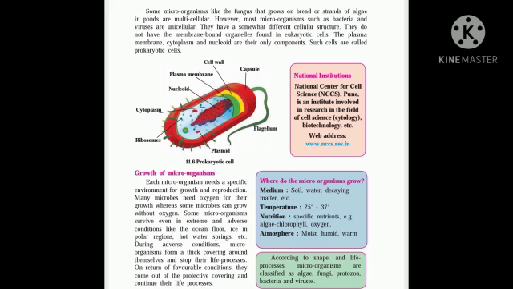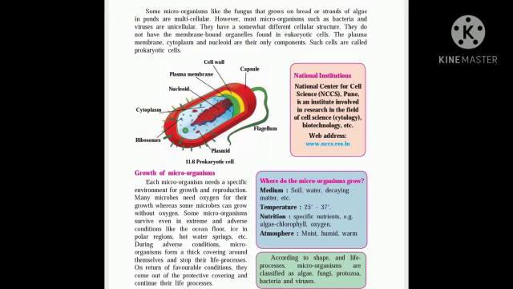Now what is meant by microorganisms? The living organisms on the earth which are all around us but we are unable to see them are called microorganisms. They can be seen only under a microscope.